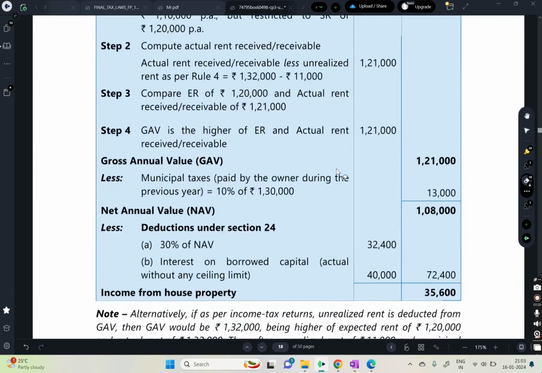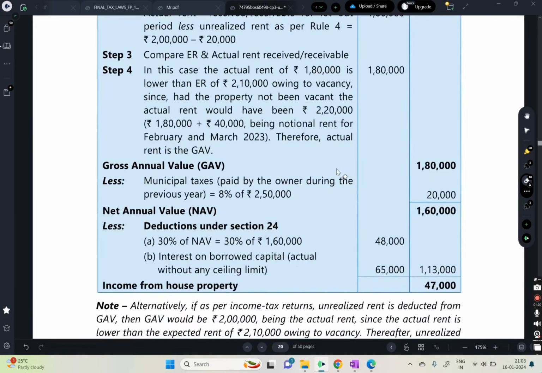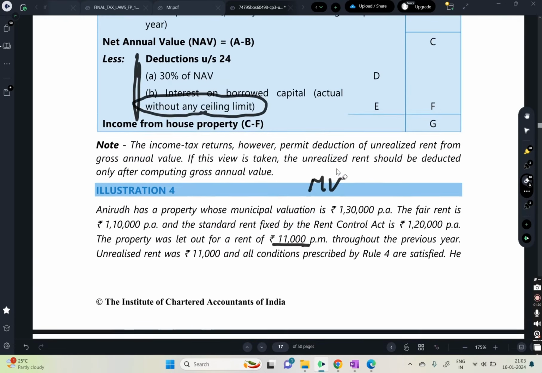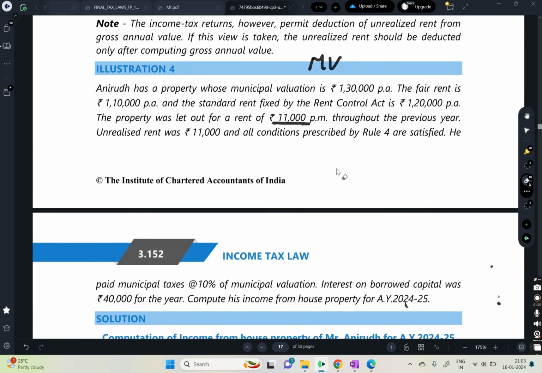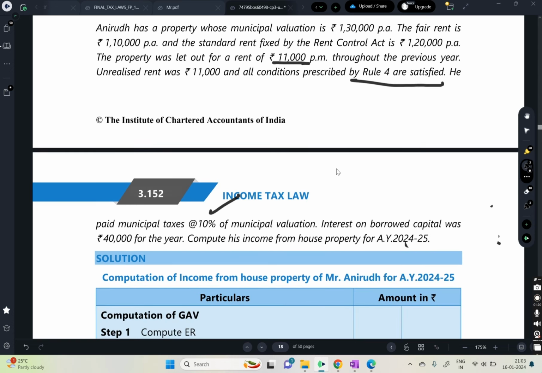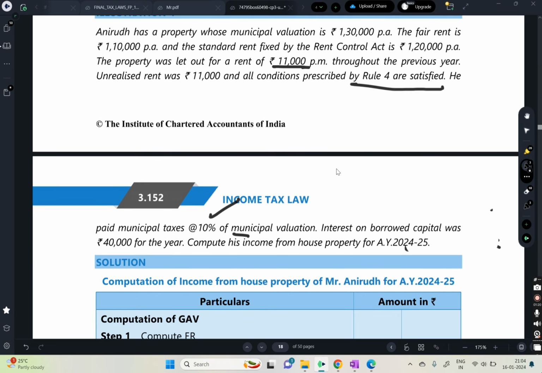Now we have enough concepts to complete this problem. So now 11,000 per month is unrealized rent, and they mention in the question itself that rule 4 is satisfied, and he paid 10% municipal taxes of the municipal valuation. Municipal valuation is 1,30,000, so 10% will be 13,000. Interest on borrowed capital will be 40,000 per year.